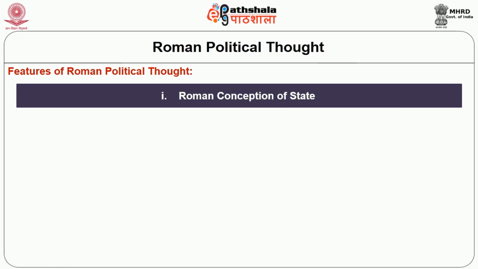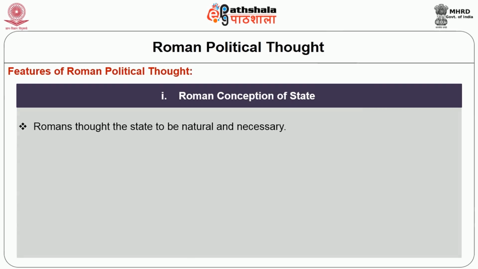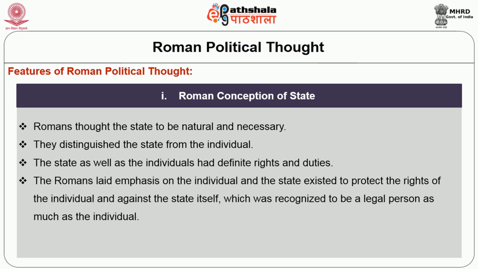The Roman conception of state. Whereas with Plato and Aristotle, the state absorbed the individual completely, the Romans thought the state to be natural and necessary. Furthermore, they distinguished the state from the individual. The state, as well as the individuals, had definitive rights and duties. The Romans laid emphasis on the individual, and the state existed to protect the rights of the individual and against the state itself, which was recognized to be a legal person as much as the individual. This was the basis of Roman private law.